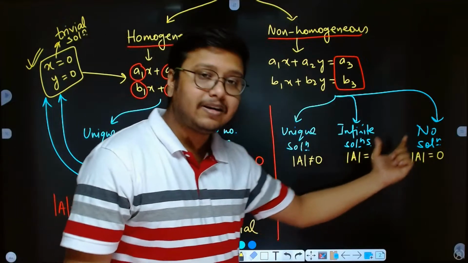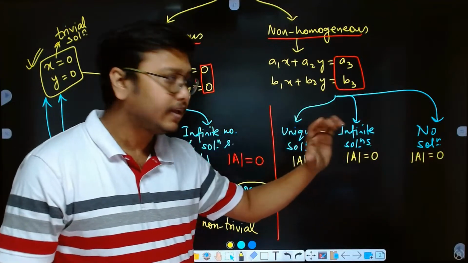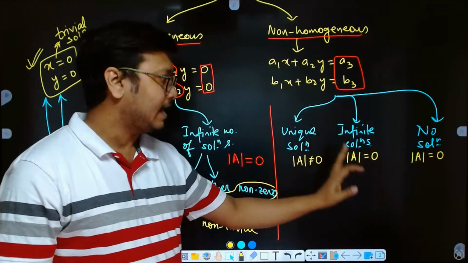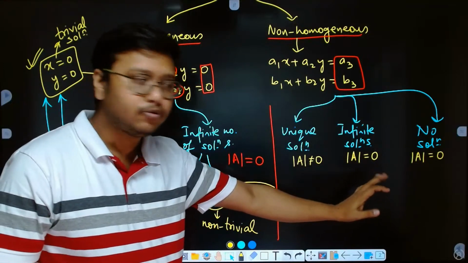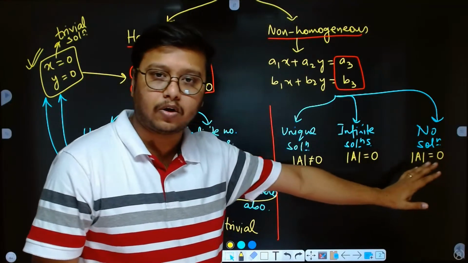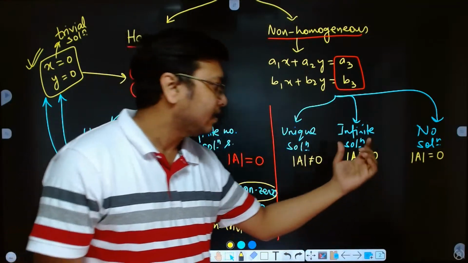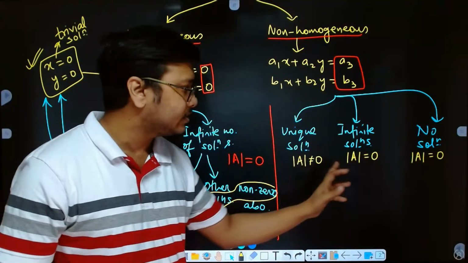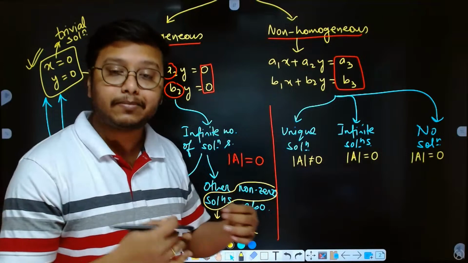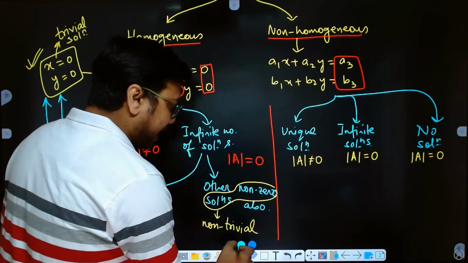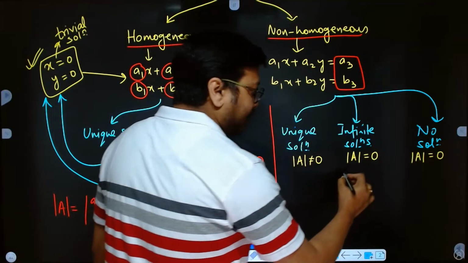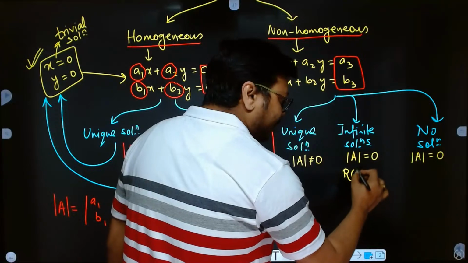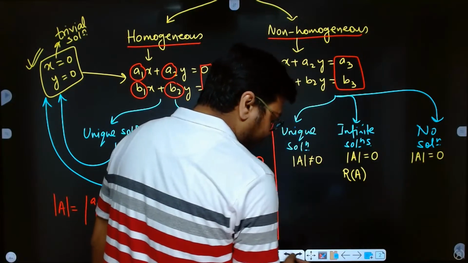But if the determinant becomes 0, now there are 2 possibilities. Either it has an infinite number of solutions or it has no solution at all. But we are unable to decide which case is happening just from the determinant. So we need some extra criteria. So now the rank idea comes in: the rank of the augmented matrix [A|B].